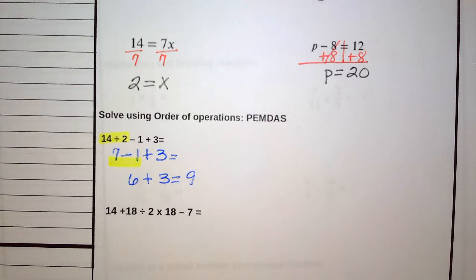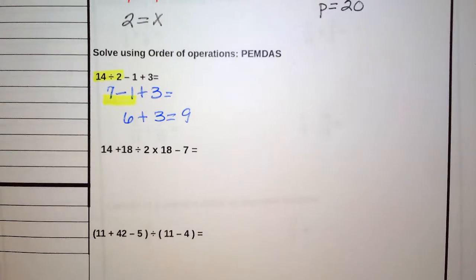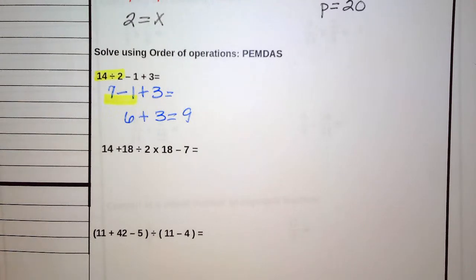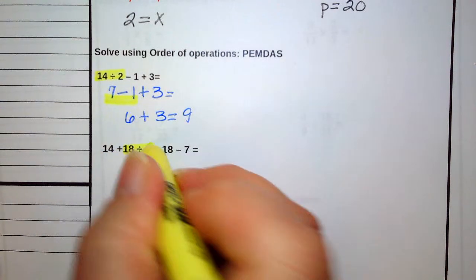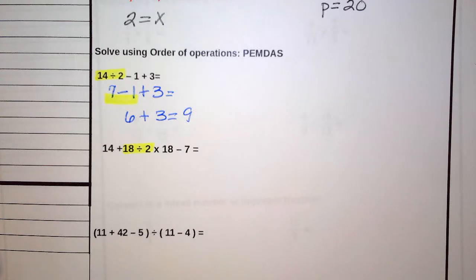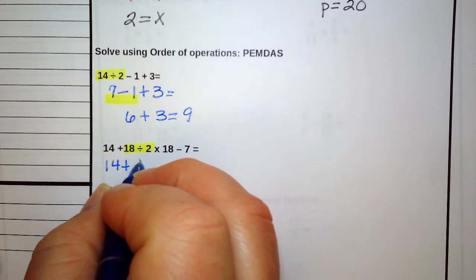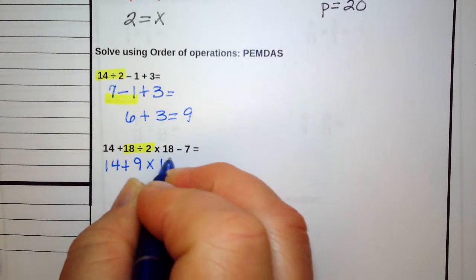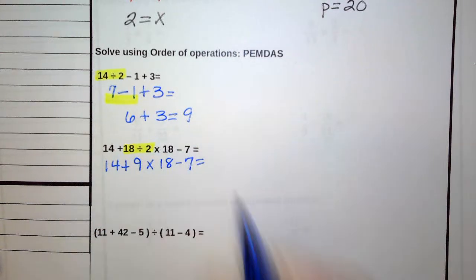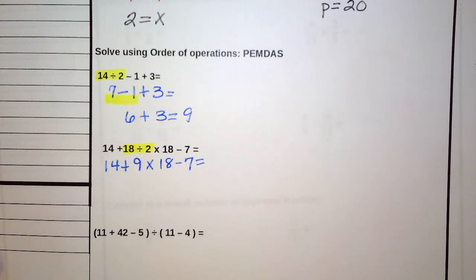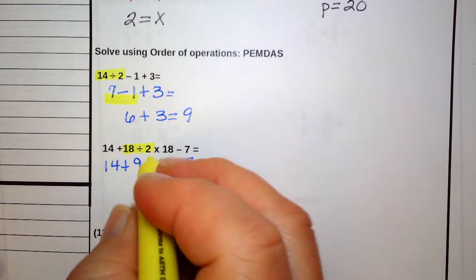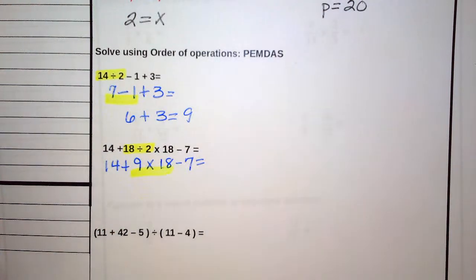Coming down to the next one. Do I have parentheses? No. Do I have exponents? No. Do I have multiplication or division? Yes. I've got division, so I did start by dividing. 14 plus 18 divided by 2 is 9, times 18 minus 7. Next step. I have multiplication. So now I multiply.